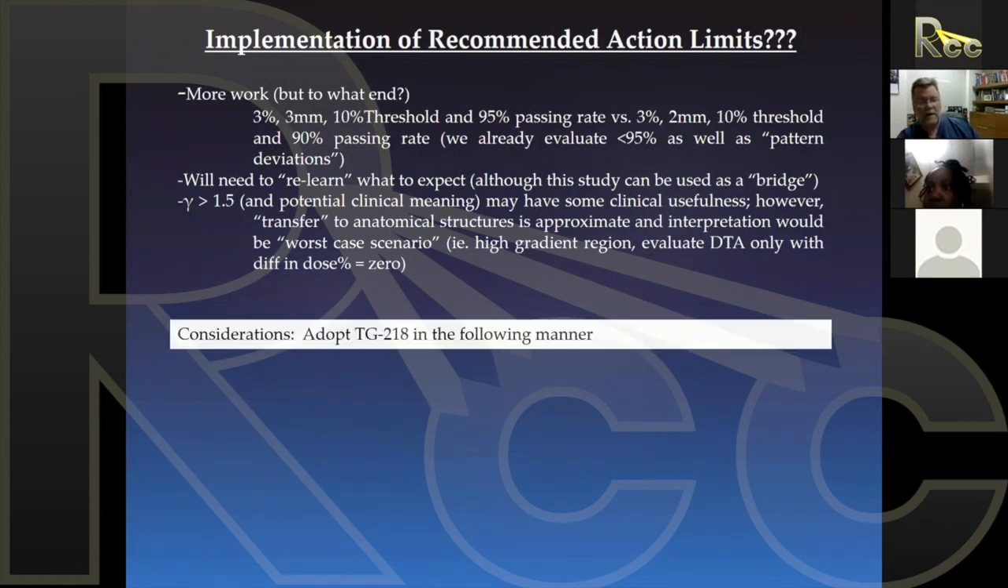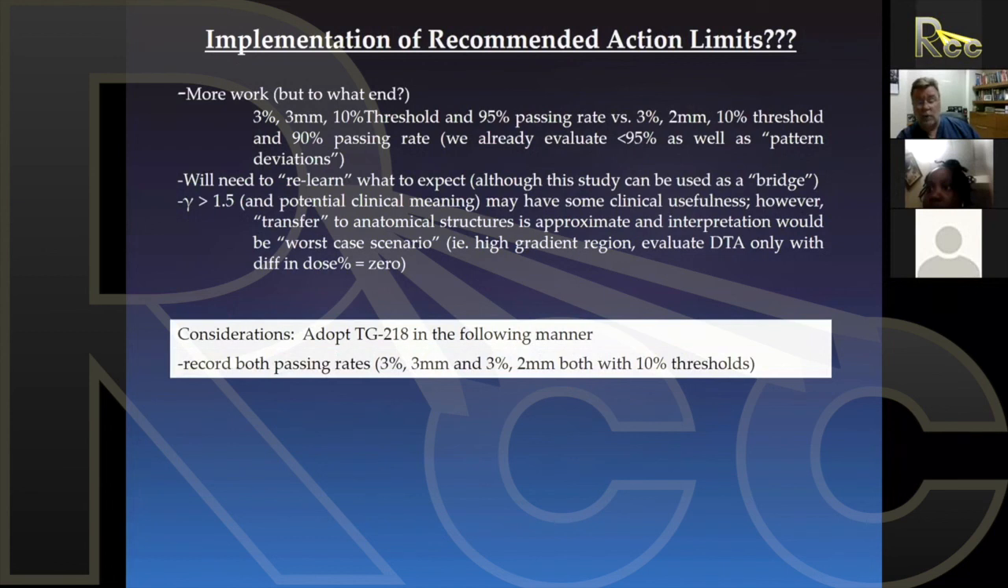So what we decided, our considerations were we would record both 3%, 3 millimeters and 3%, 2 millimeters. Now, when I review these every morning, I start out with 5%, 3 millimeters. And I just want to see what's the total magnitude of the error? How much of the distribution is red, how much of it is blue. Then I drop to 3%, 3 millimeters, 3%, 2 millimeters, and I look at a 50% threshold, looking at just the target region. And then I go back and report these two.